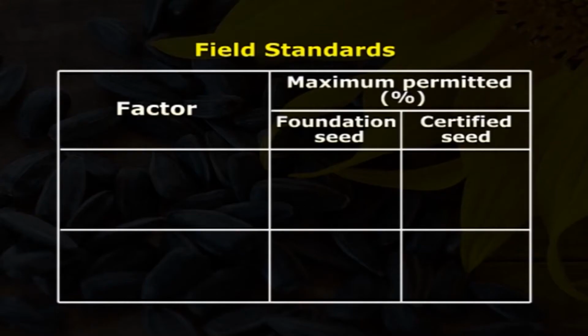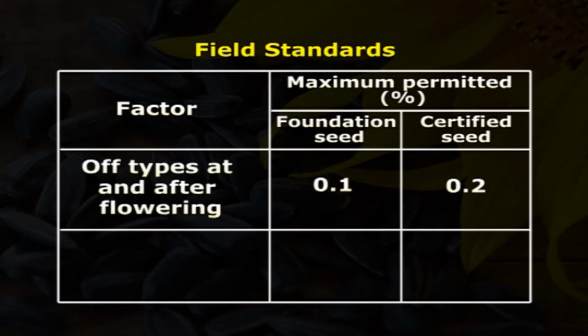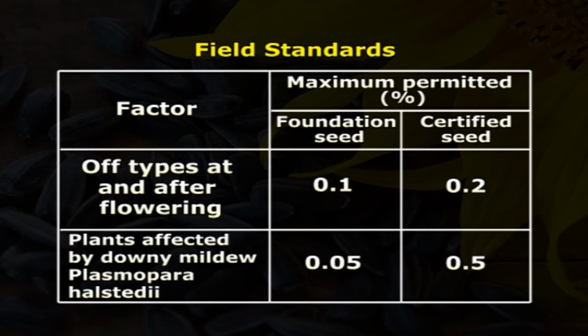The field standards as per the Indian minimum seed certification standards are: off type should be permitted at the level of 0.1% for foundation class of seeds and 0.2% for certified class of seeds. For plants affected by downy mildew, the permissible limit is 0.05% for foundation class and 0.5% for certified class.